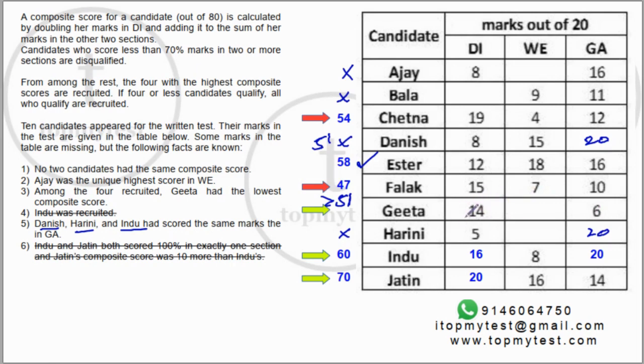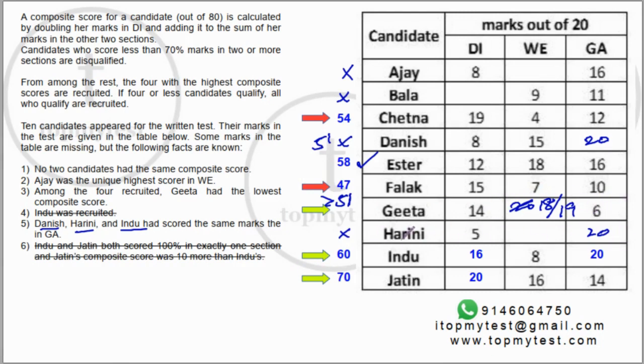This is 28 plus 6, 34. If she scores a 20, she can score a 54. But Chetna already has a 50, so she cannot score 20. If she scores a 19, she will get 53. Right? If she scores an 18, she'll get 52. Right? So it has to be 18 or 19 here.